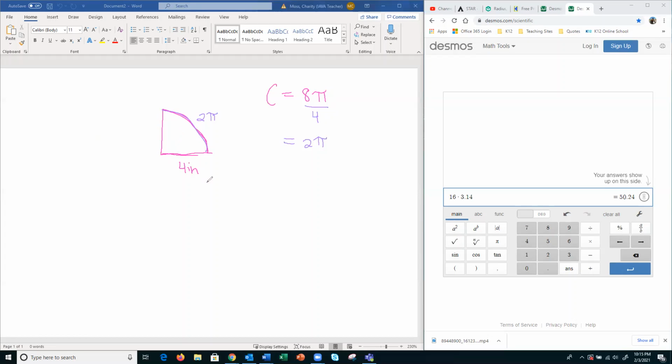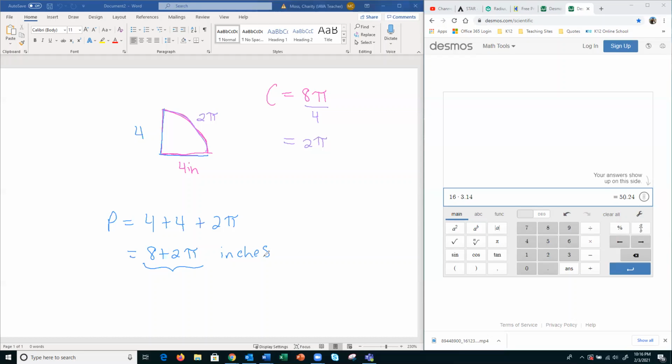Here's what gets tricky. When you're talking about the perimeter of the whole figure, students always forget these 2 legs. And these 2 legs are going to be the same length. So it's 4 plus 4 plus 2 pi. So it would be 8 plus 2 pi. That would be your numerical value. And then we are working in inches, so that would be your units.